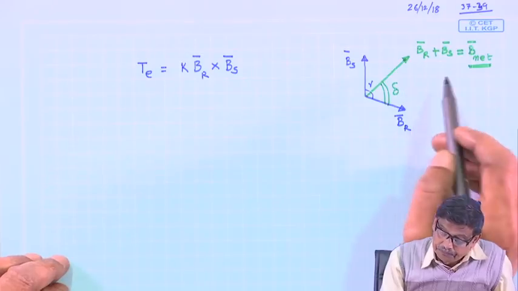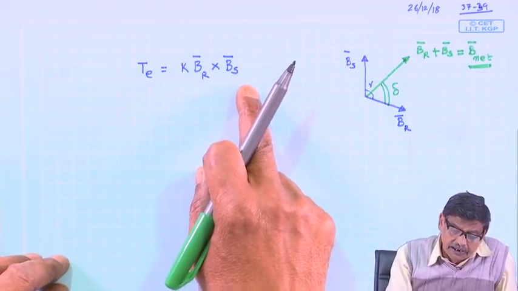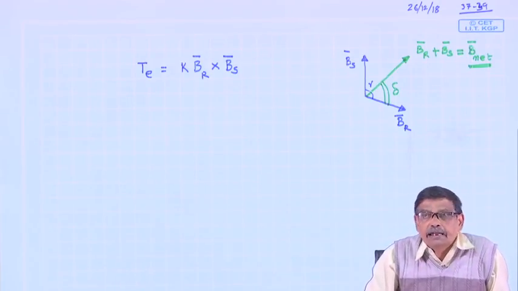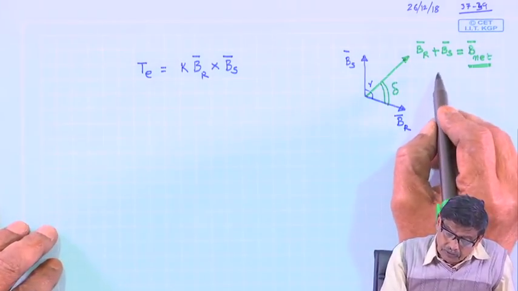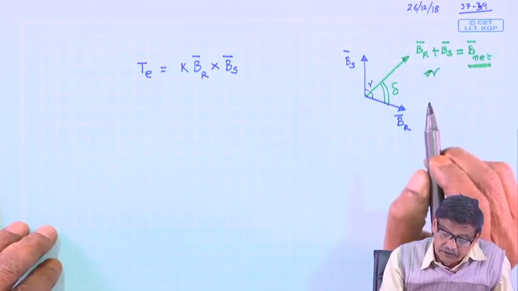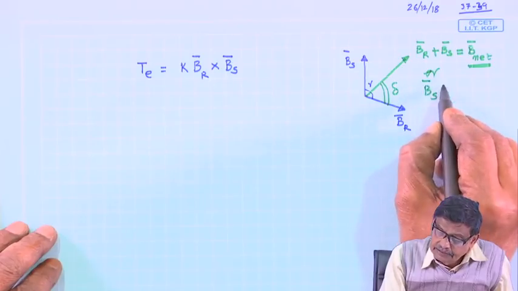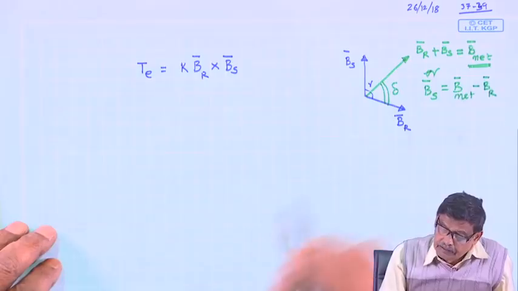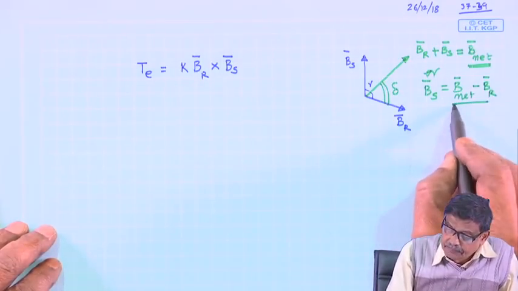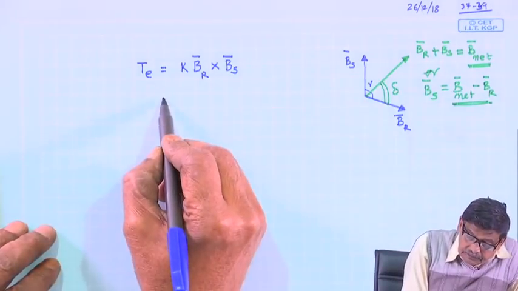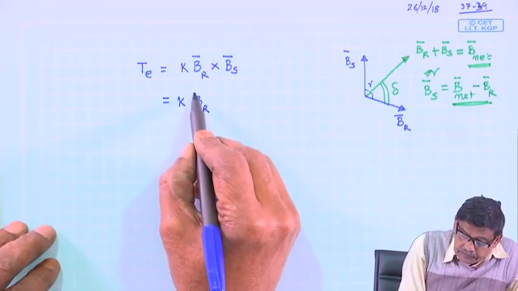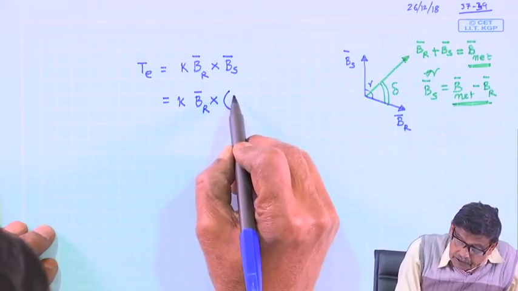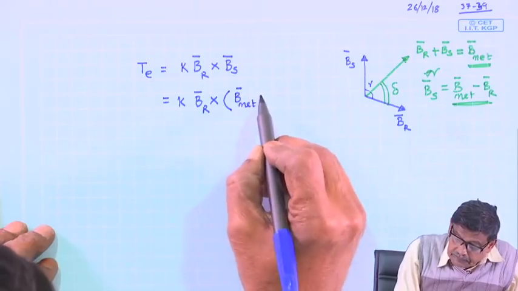So what I want to do is express the electromagnetic torque developed or acting on the rotor in terms of the rotor field and the net field. We note that from BR plus BS equals B net, I can get BS as B net minus BR, and I will put it in place of BS. So this will be K BR cross, vector multiplication, BS. BS is nothing but B net minus BR.